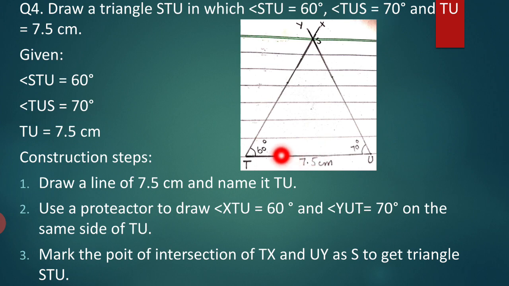The third step is to mark the point of intersection. You can see that TX and UY have a point of intersection. So you have to mark this point of intersection as S to complete your triangle STU.